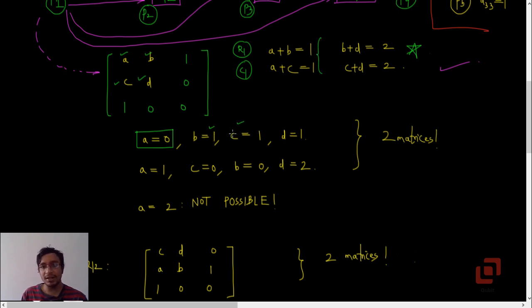Yes, now if B and C are equal to 1, then from these 2 equations what will we get? We will get D equal to 1. Yes, so one possibility of A, B, C, D is 0 1 1 1. Okay, and now what I did is I went to the next possibility of A, that is A equal to 1. Now if A is equal to 1, then automatically C and B become 0, okay, using these 2 equations, and then D will be equal to 2, correct?